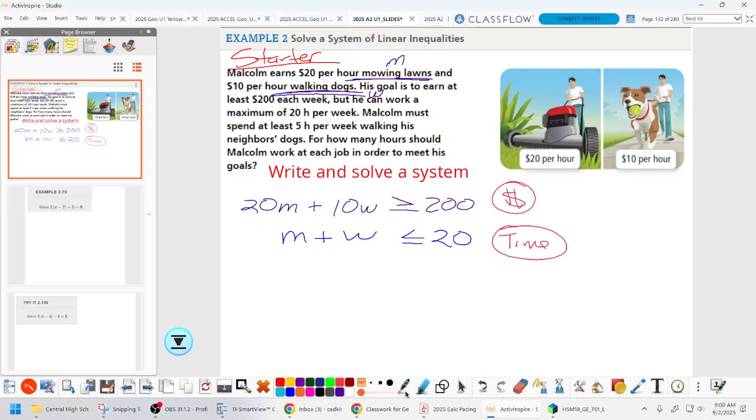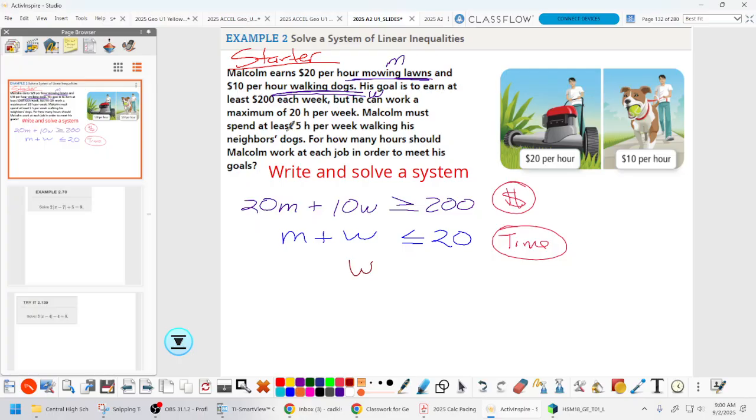Okay. We have this last little condition that says he must spend at least 5 hours per week walking dogs. So how do we write that one now that you kind of know where we're going with this? What's that last? I need one more of these inequalities to show that one. What would it look like? Plus 5W has to be less than or equal to 20.